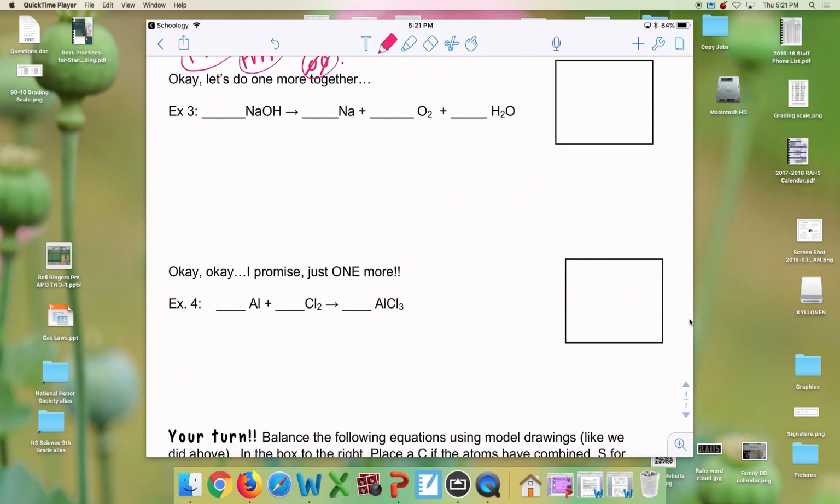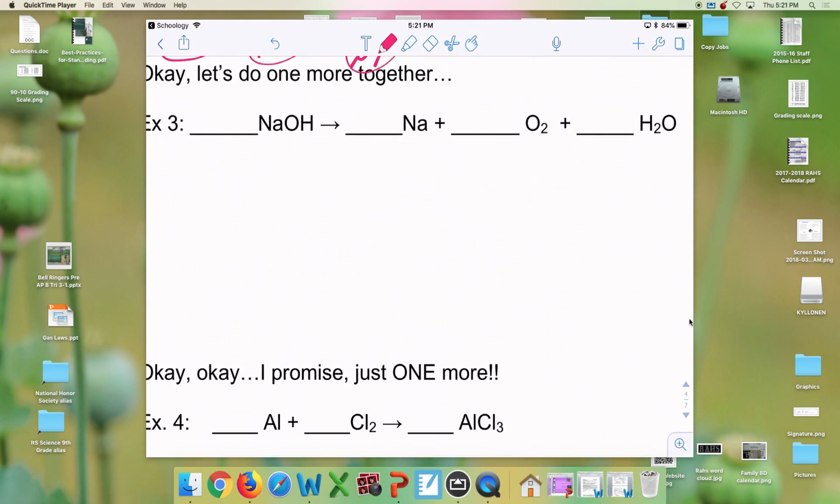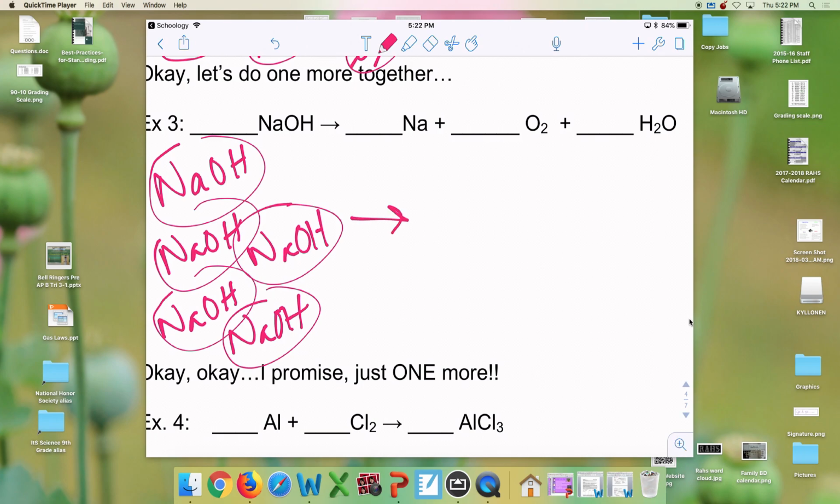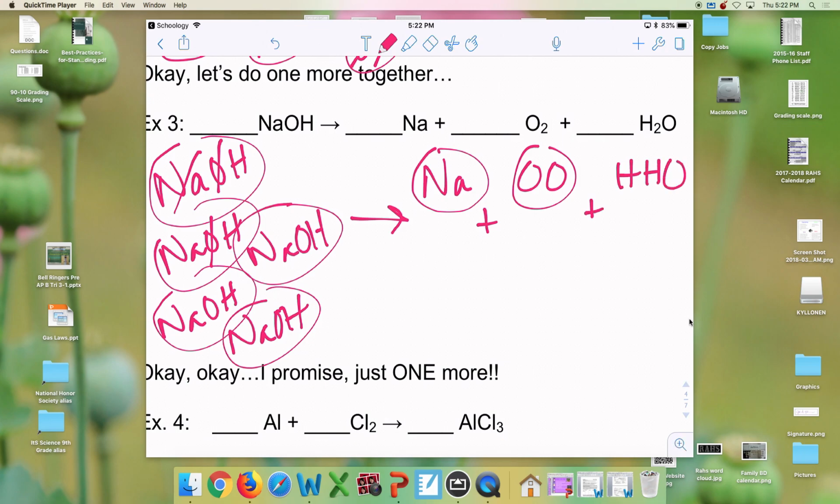Let's do one more together. So this time when I draw my supply, I'm only starting with one reactant, but I still draw my supply of it. So NaOH, NaOH, NaOH. This is just my supply. And remember, the 5 that we draw is just kind of random. But then, to balance this equation, I need to make at least one of each product because that's the chemical reaction that happened. So 1 Na, and then I cross that off. I make at least one oxygen molecule, and then I have to cross off 1, 2 oxygen. I make at least one water molecule, and I have to cross off 2 H's and 1 O.